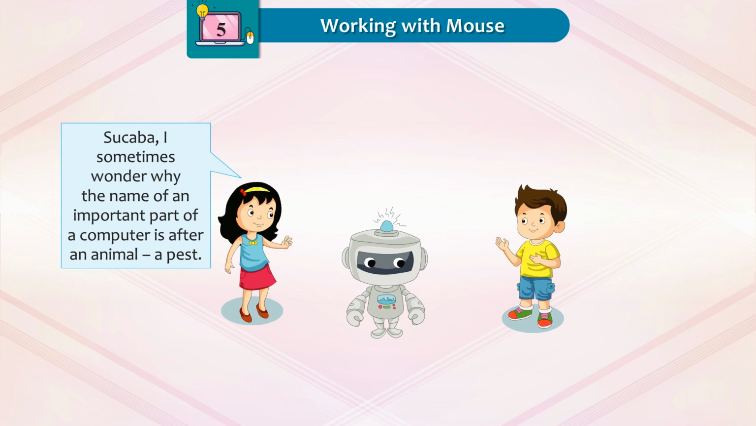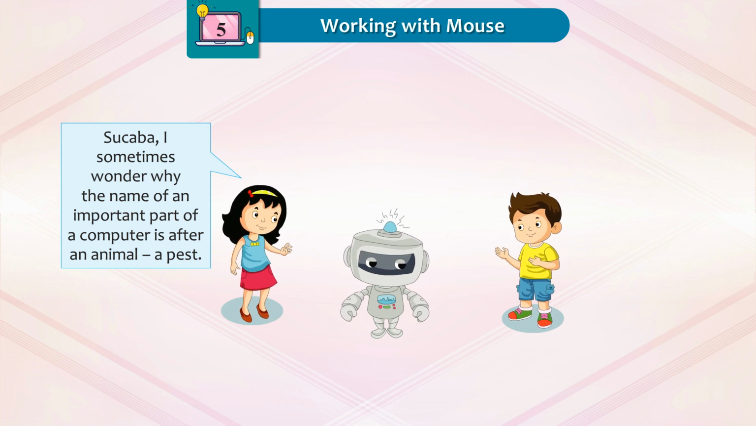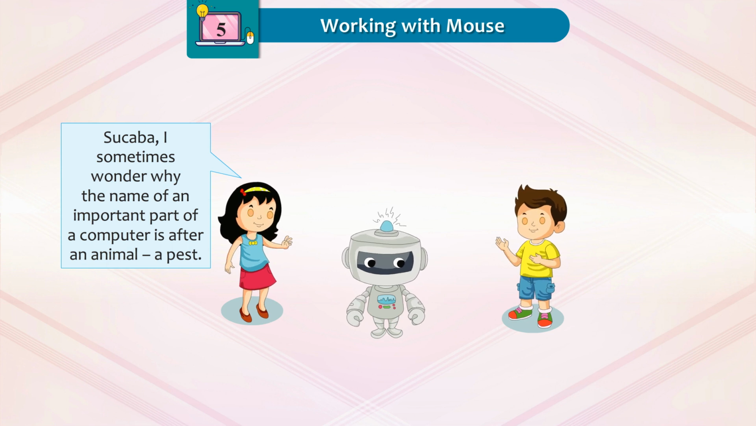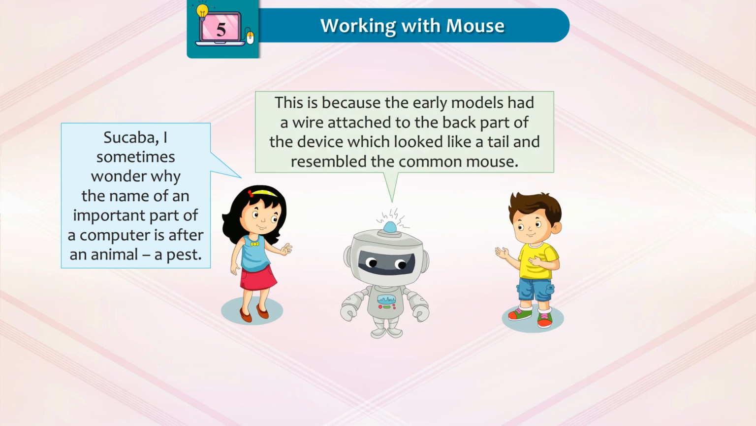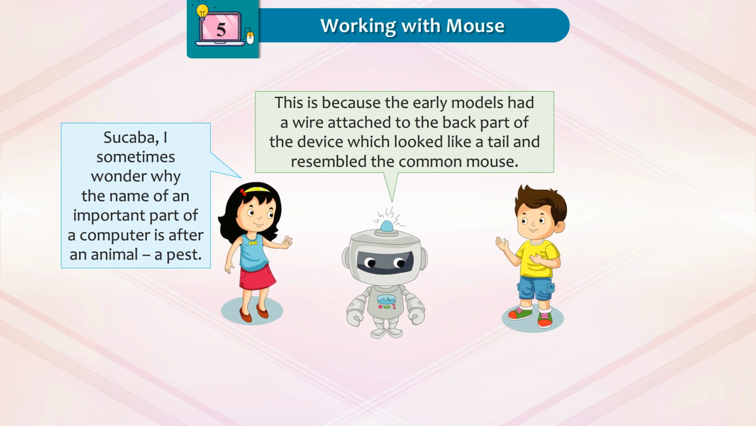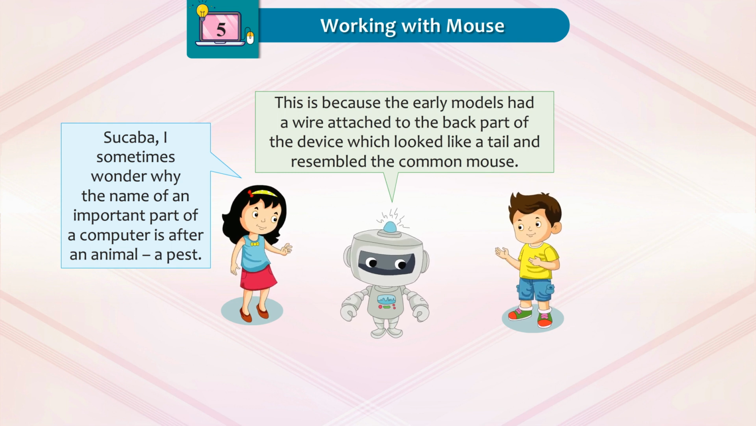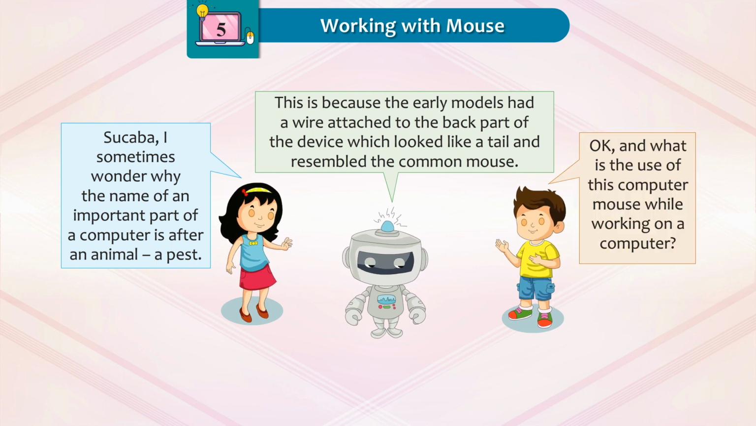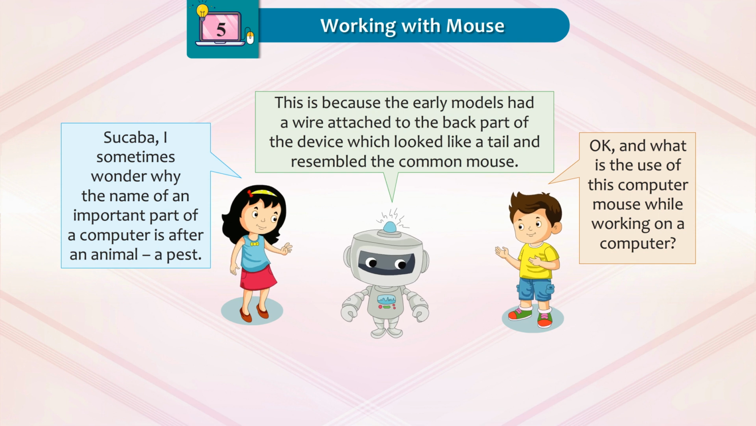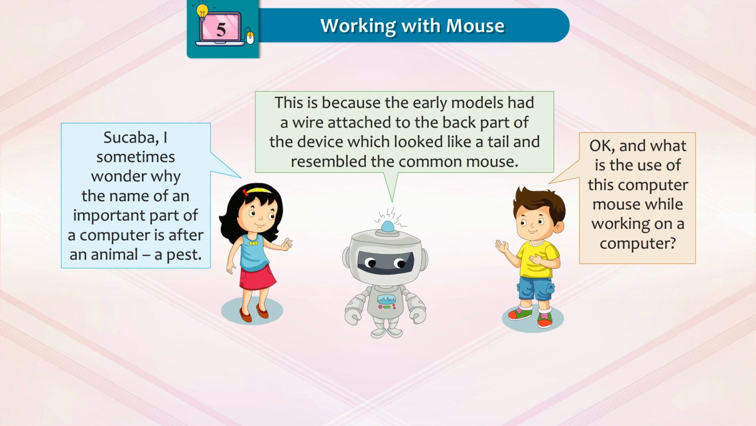Sukaba, I sometimes wonder why the name of an important part of a computer is after an animal, a pest. This is because the early models had a wire attached to the back part of the device which looked like a tail and resembled the common mouse. Okay, and what is the use of this computer mouse while working on a computer?